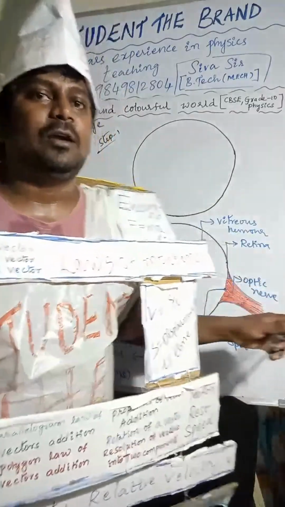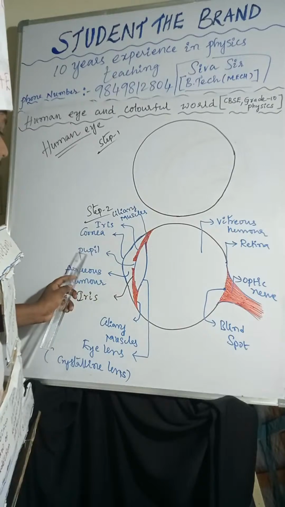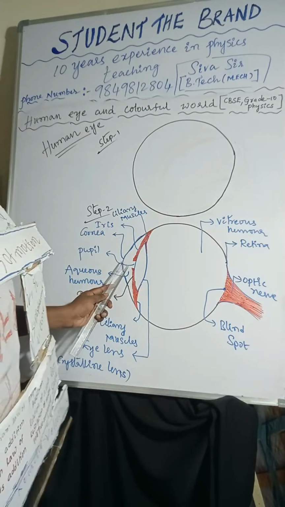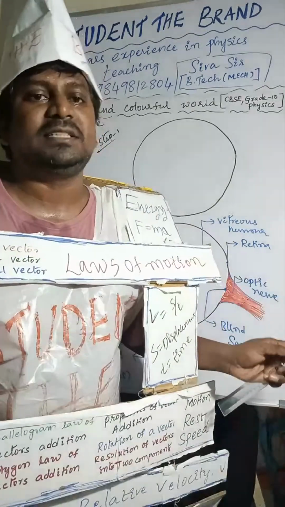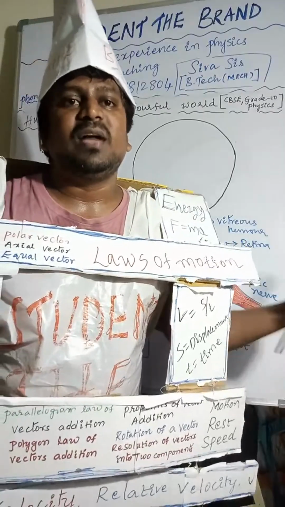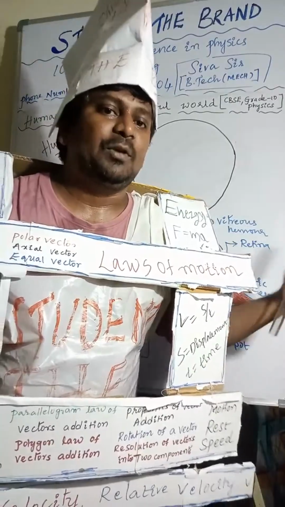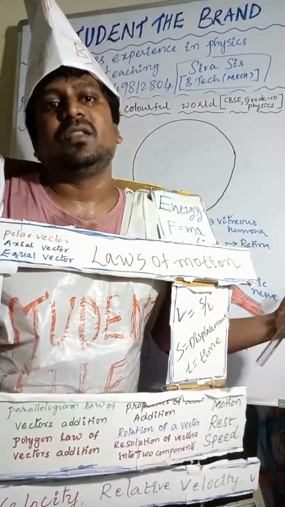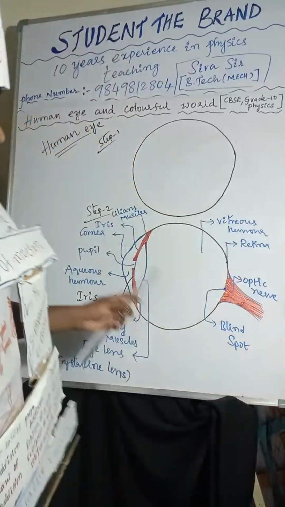What will the pupil do? The pupil will control the amount of light entering into the eye. So how much light is entering? The pupil controls the amount of light entering into the eye. I hope it is very clear.